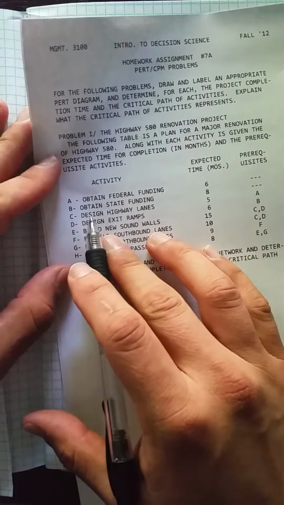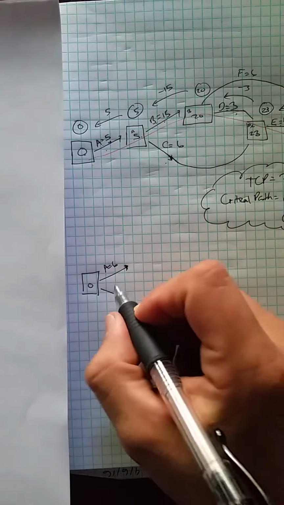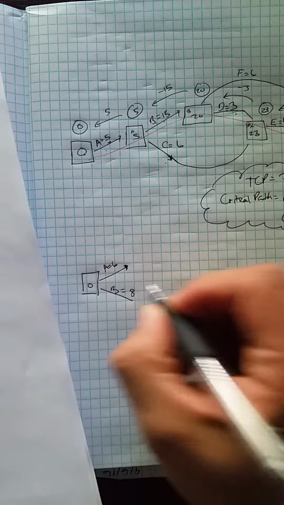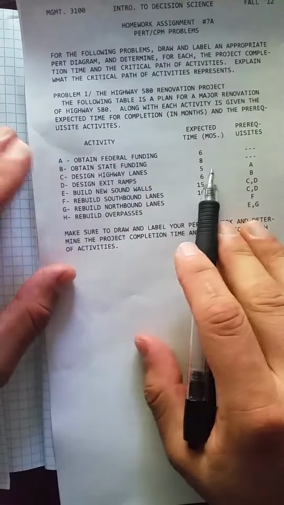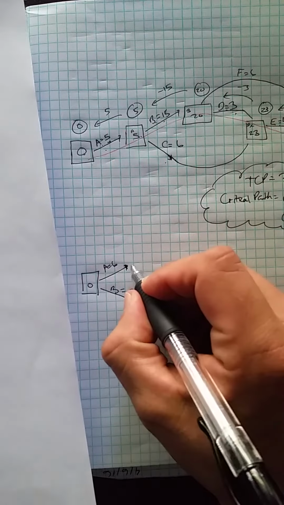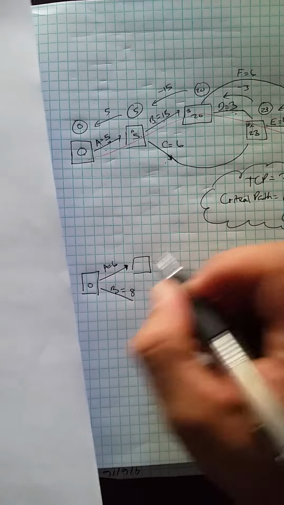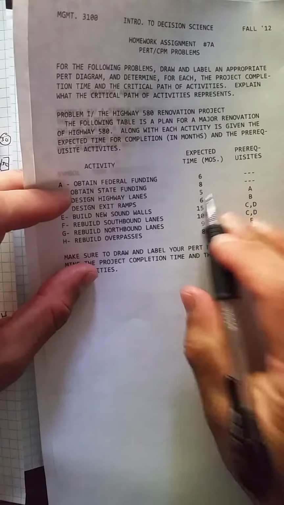Now you look at B, and you're seeing no prereqs. What do you do? Well, since there's no prereqs, you draw another line, and B equals 8. Next, you see C, and C has a prereq of A. So we have here A being a prereq for letter C, and C equals 5.